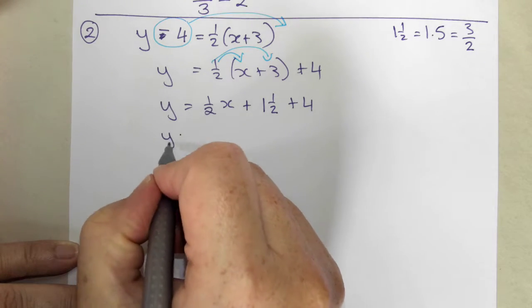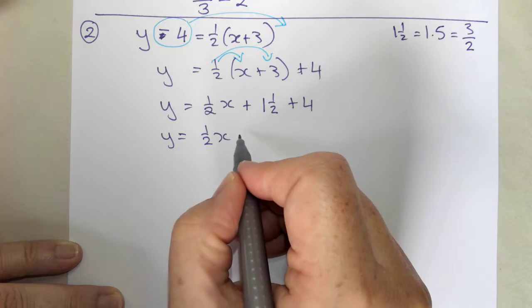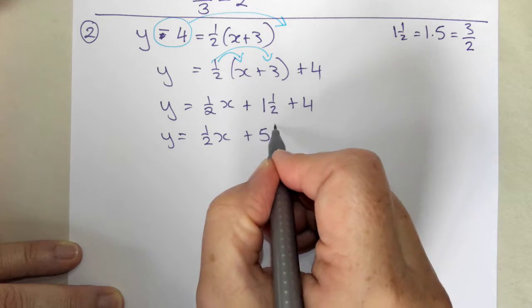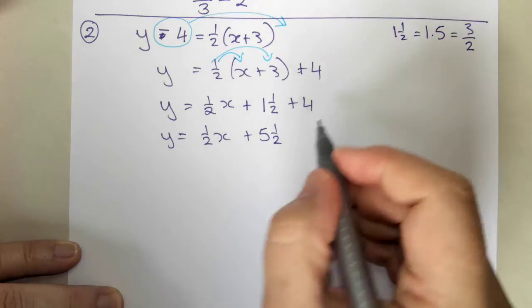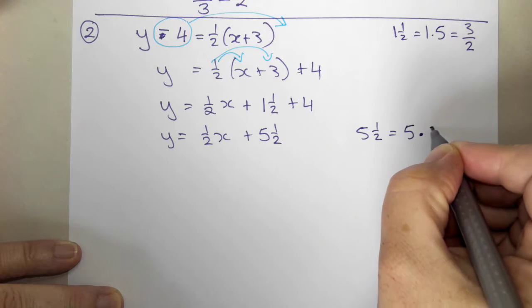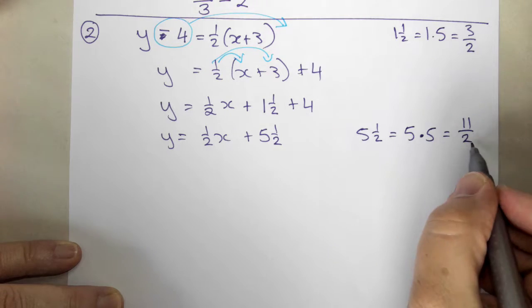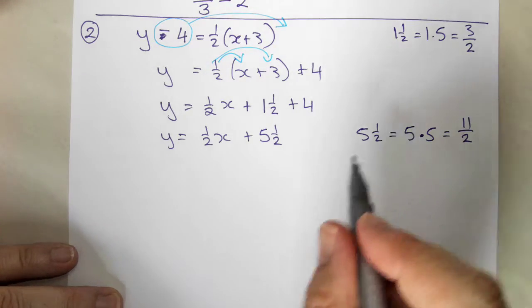Now we just need to simplify the last step. Y equals a half x, 1.5 plus 4 is going to lead me to 5.5. And again, you could write that as 5.5, or you could write it as 11 over 2. Any of those forms are acceptable.